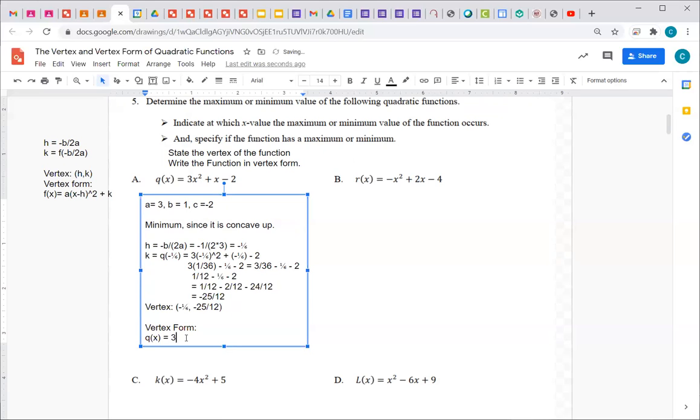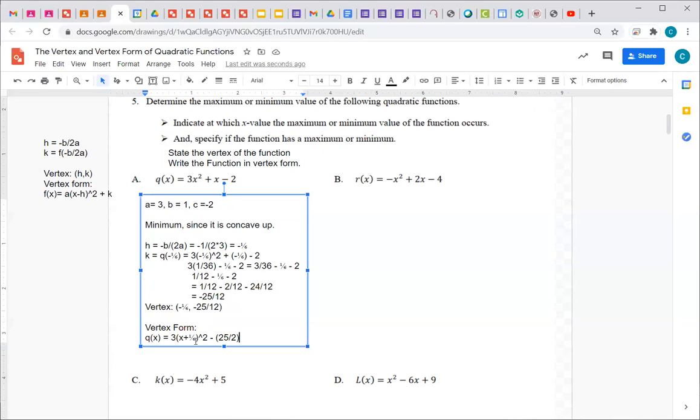A is 3 times (X minus -1/6). So that's plus 1/6. The sign changes. Plus 1/6 squared minus 25 over 12. Right? Because the K value is -25 over 12. And so here's the vertex form. It's useful sometimes in solving and for other stuff, but most obviously you can easily see the A value and the H and the K value.